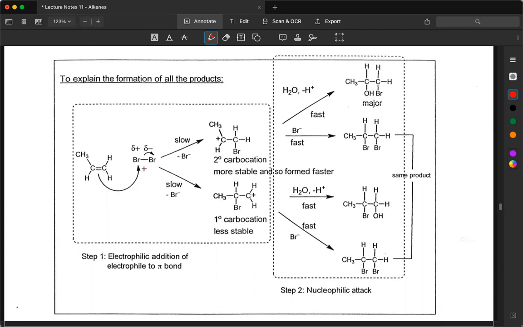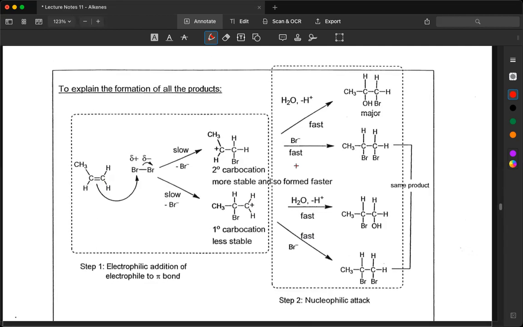So this attack pull away. So this is the more stable carbon cation. So the Br is attached to the C with the more hydrogen atoms, Markovnikov rule. The other Br is less stable, that you form the primary carbon cation.